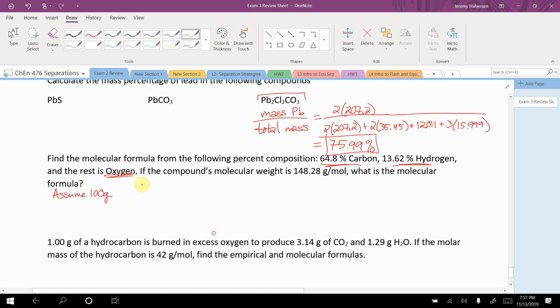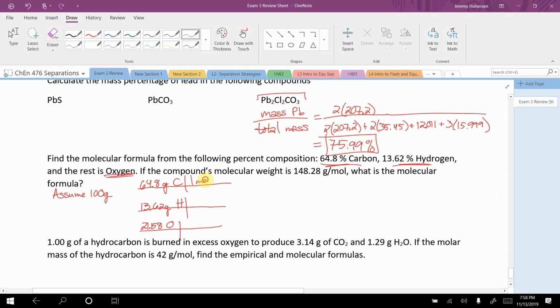Because that says that we have 64.8 grams of carbon. We have 13.62 grams of hydrogen. And how much oxygen do we have? But the rest of it's oxygen, right? So if we add 100%, we could just do 100 minus those numbers. 21.58. Anybody else? Yeah? Okay. But I want moles, right? I need mole percents. So I got to get each of these into moles.